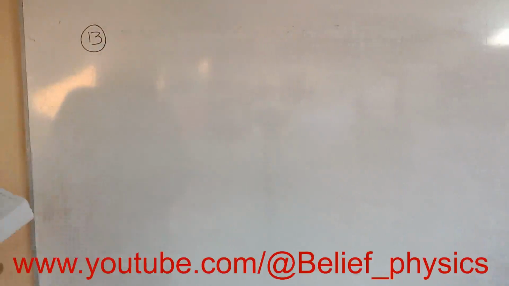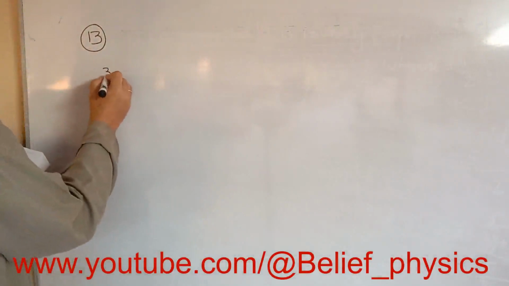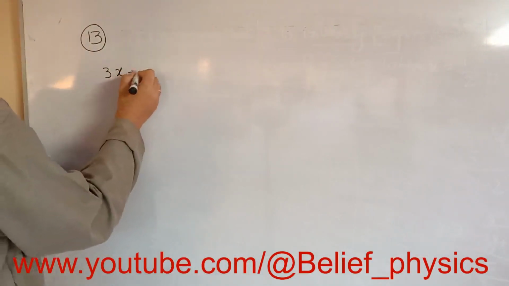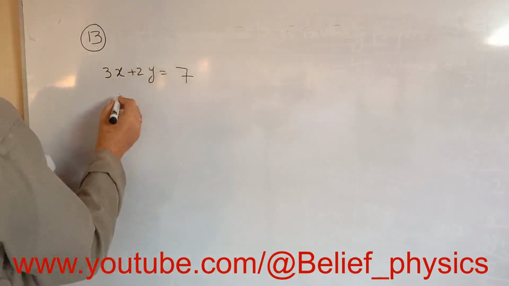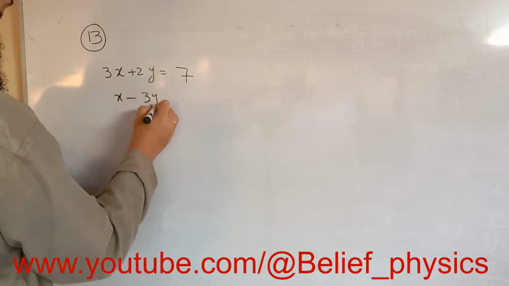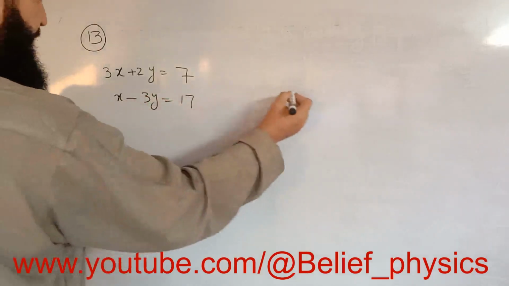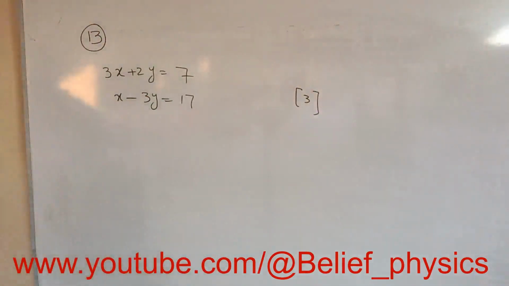Question number 13 is about the solution of equations and simultaneous equations. We have two linear equations: 3x plus 2y is equal to 7 and x minus 3y is equal to 17, and this carries 3 marks. So these two linear equations we have to solve simultaneously.